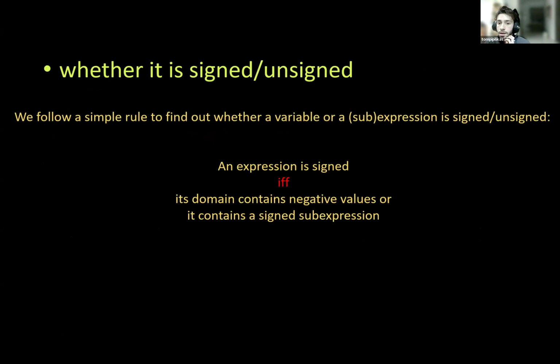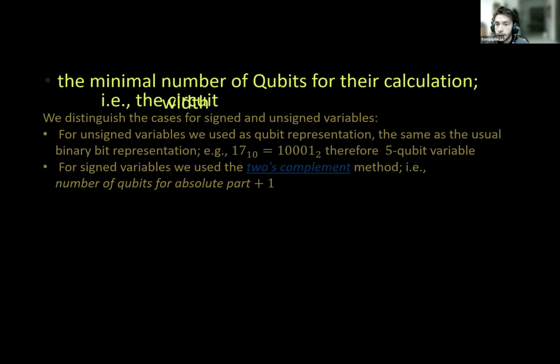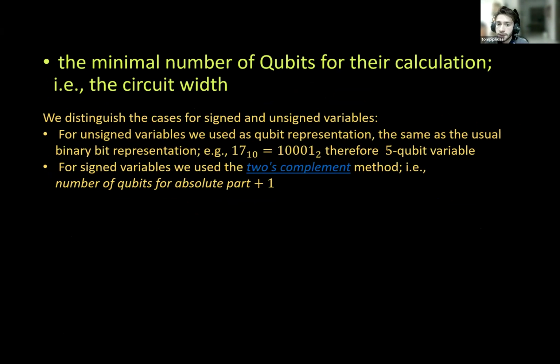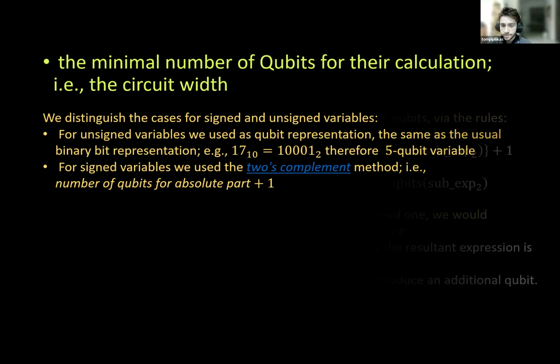expression. By this domain, we could determine whether a variable or a sub-expression is signed or unsigned, and then an expression is signed explicitly if and only if its domain contains negative values, or it contains a signed sub-expression. By this sign, we can then determine the number of qubits required for the representation of the variable or the sub-expression. For unsigned variables, we use the usual binary bit representation, and for signed ones, we use the 2's complement method.